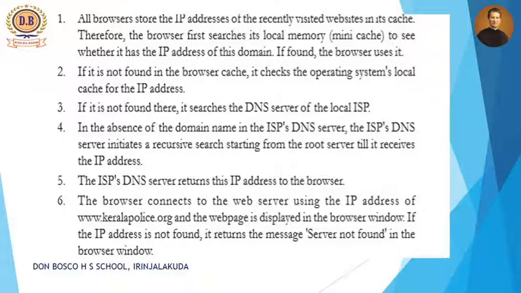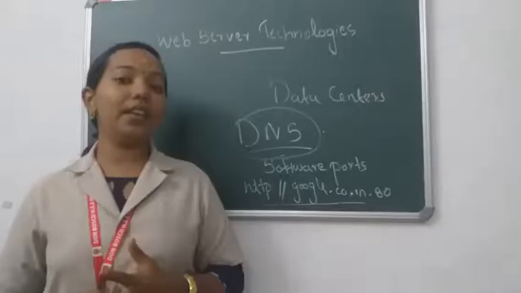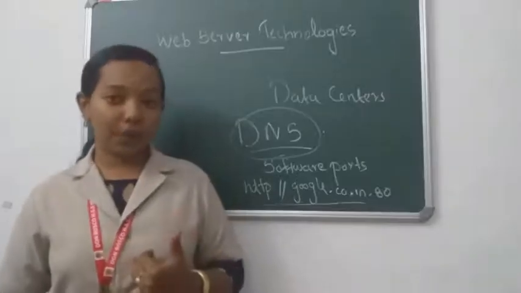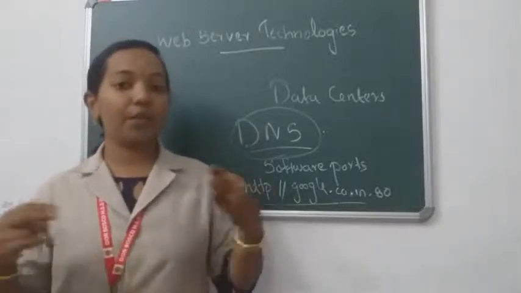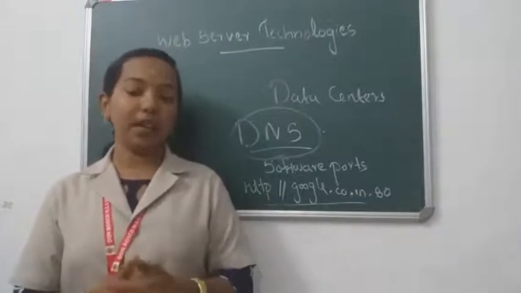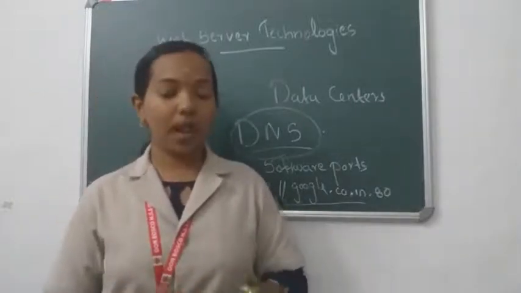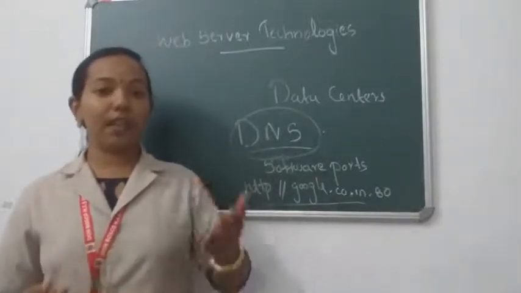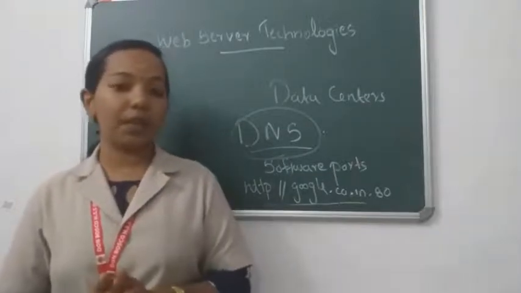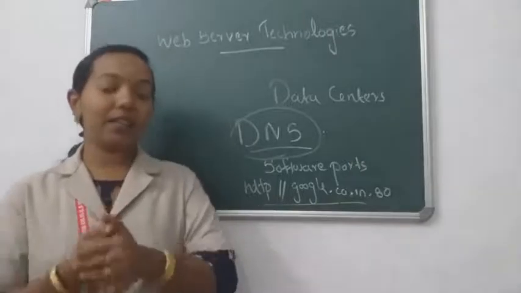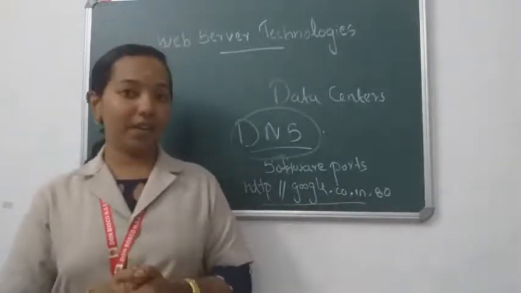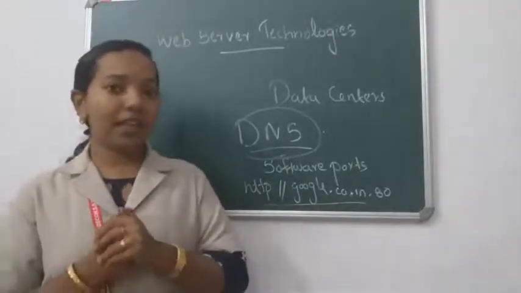Okay, so these are the steps for resolving an IP address by DNS server. First it will check the local cache, after that the operating system, then the DNS server. If it is not present in the DNS server, it will check the root server. After getting the information, we can easily interact with that particular web server. Okay, this is what takes place when DNS is resolving an IP address. Okay, I think the concept is clear.